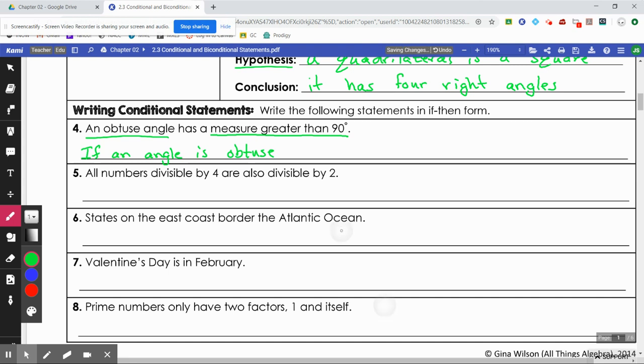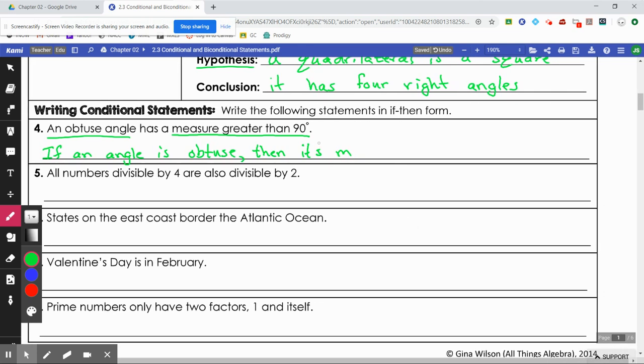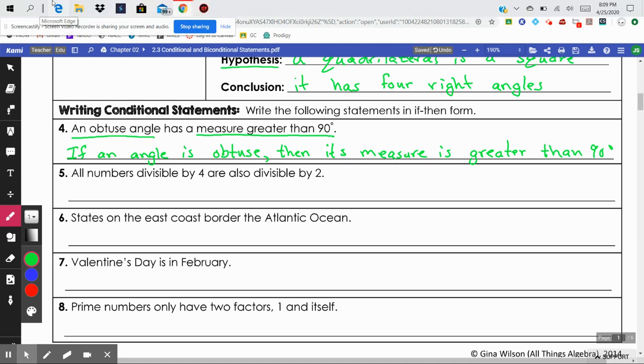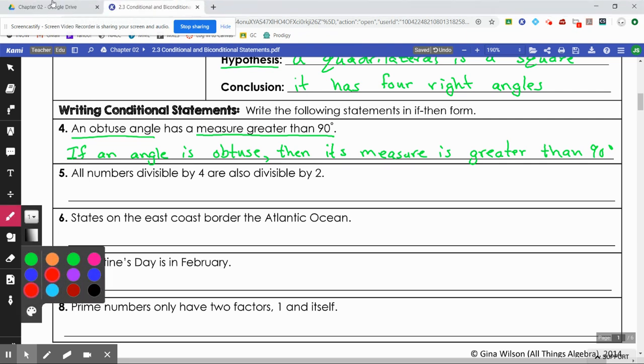If an angle is obtuse, then its measure, and that would be without an apostrophe because it doesn't need it, its measure is greater than 90 degrees. So sometimes you might have to rearrange the wording to get it to fit. But again, now you can very easily identify the hypothesis, which is right here, and the conclusion, which follows the then, which would be right there.